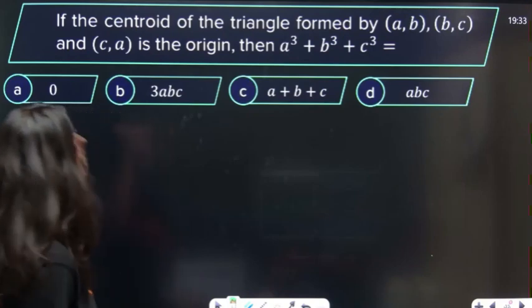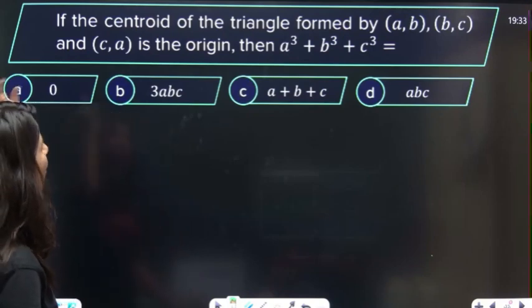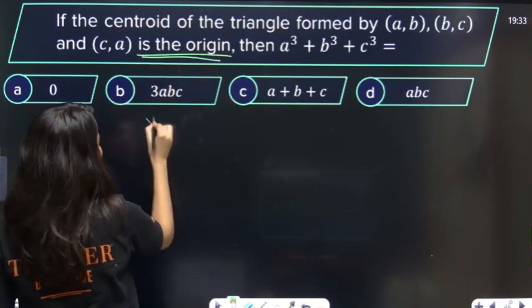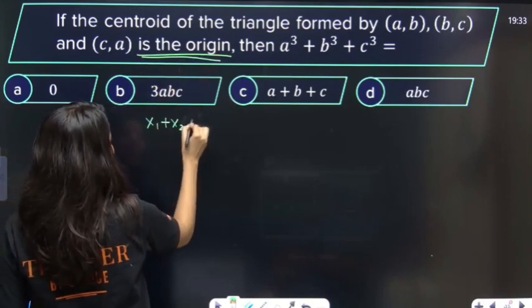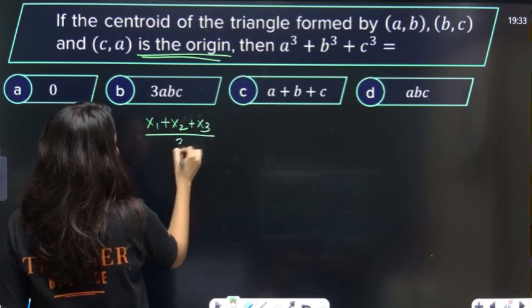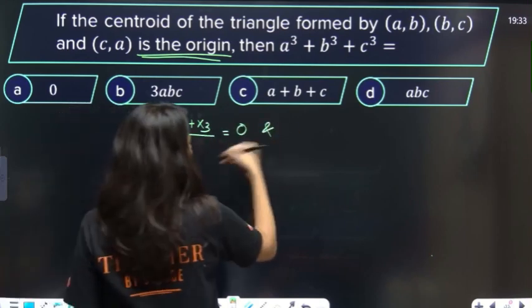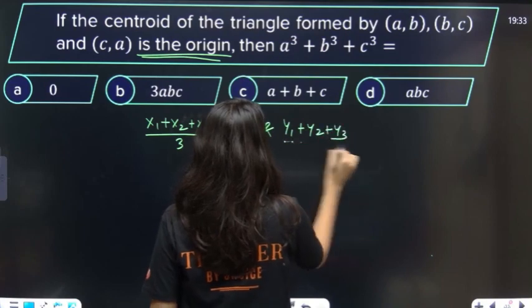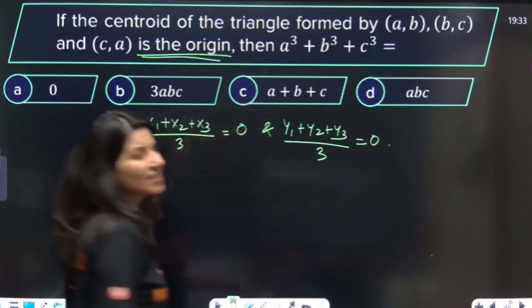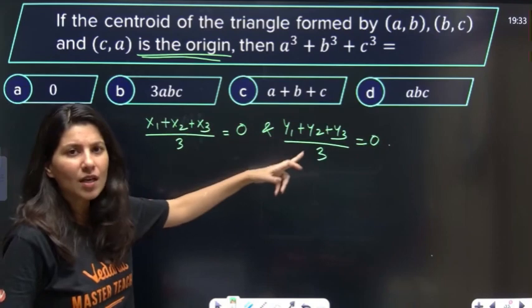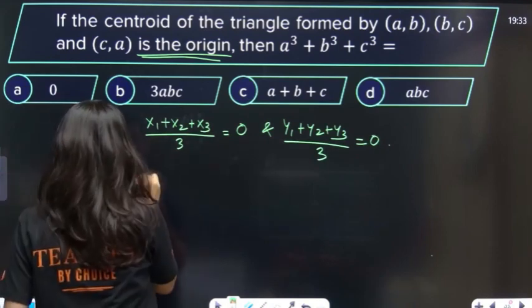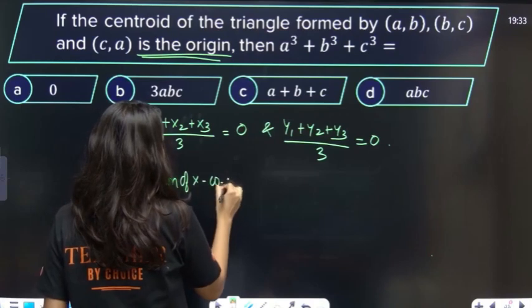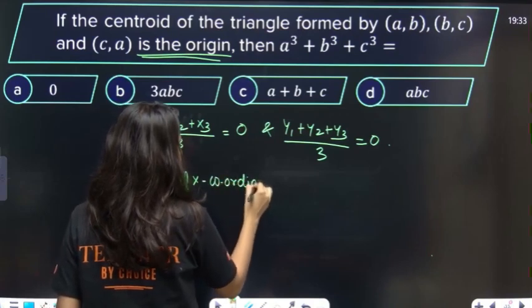Let's do. If the centroid of the triangle formed by, this is origin. Centroid is x1 plus x2 plus x3 by 3, which is also 0. As per the question, y1 plus y2 plus y3 by 3 is also 0. That means the sum of x coordinates, 3 will go here, no? The sum of x coordinate. By the way, x coordinate is also known as abscissa.